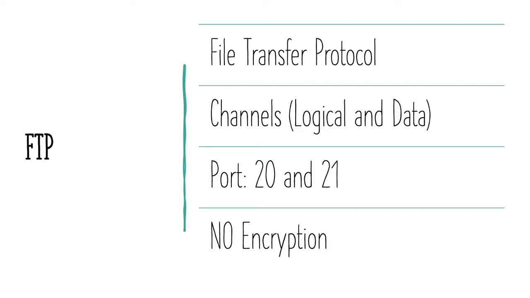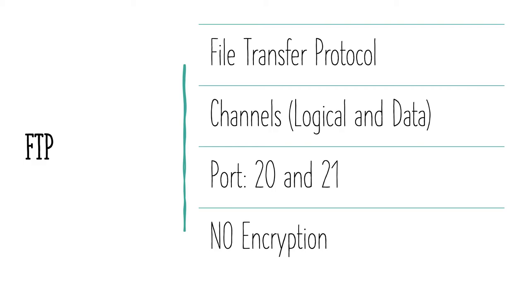FTP, or File Transfer Protocol, uses two logical channels, control channel and data channel. FTP uses port 20 for data transfer between two hosts using the data channel, and it uses port 21 for the control channel to establish a connection between two hosts. It has to establish a connection first before starting data transfer. The important thing to note about FTP is that it does not perform any encryption to secure data transfer.